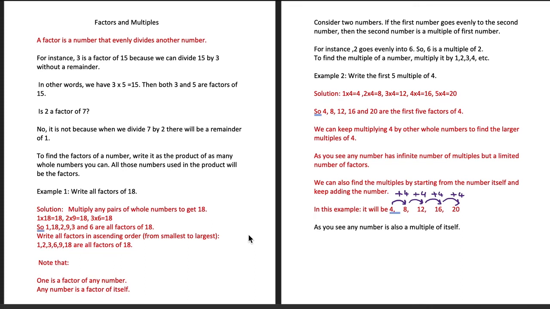To find the factors of a number, write it as the product of as many whole numbers as you can. All the numbers used in the product will be the factors.